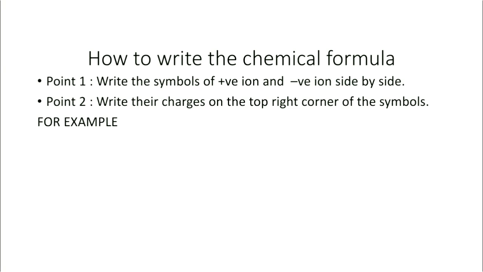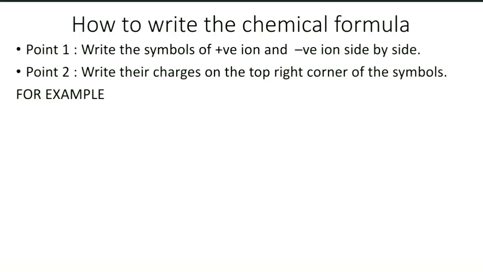Today's topic is how to write the chemical formula. To write the chemical formula, we have to follow some rules. The first point is: write the symbols of positive ion and negative ion side by side. Then write their charges on the top right corner of the symbols.